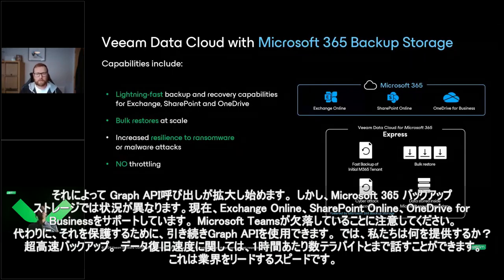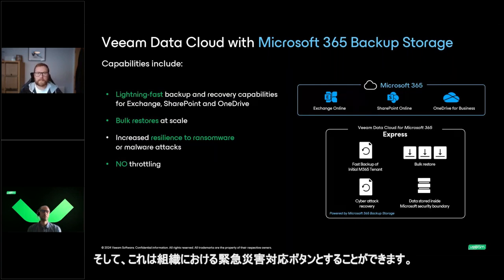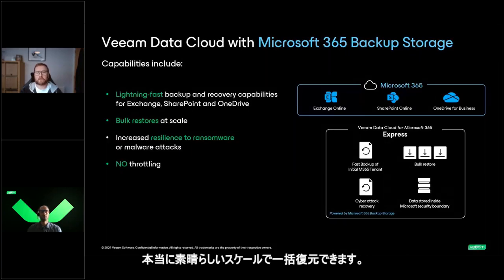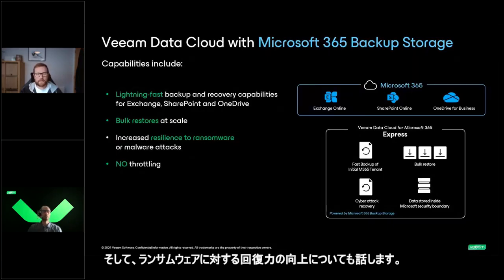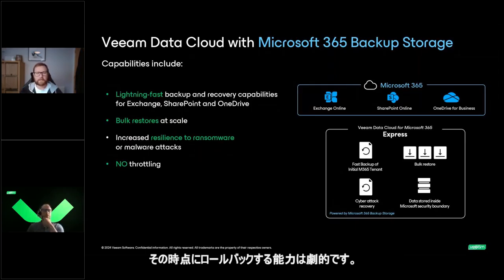So what are we offering? Lightning fast backup. Well, we could be talking up to a couple of terabytes per hour in terms of data recovery speeds. It's industry leading speeds there. No throttling from Microsoft on this one. And it allows you to fit this emergency disaster response button for your organization. You can bulk restore at truly amazing scales. And when we talk about the increased resilience to ransomware, well, ransomware, it's encrypting data, it's changing data. The ability to roll back to that point in time is dramatic.